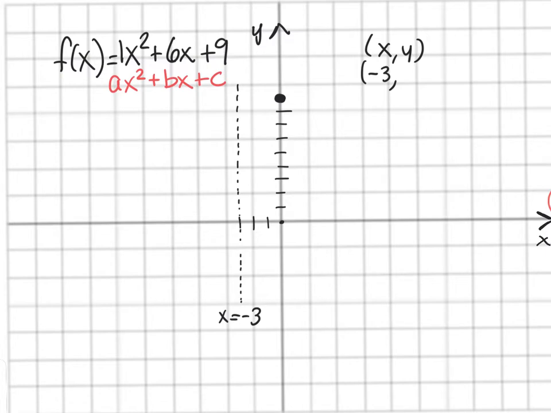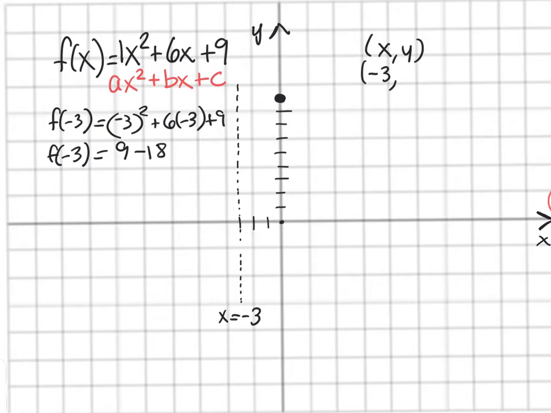So I would say, okay, f of negative 3 would be negative 3 squared plus 6 times negative 3 plus 9. So f of negative 3 is 9 minus 18 plus 9. So f of negative 3 is 0, right? 9 plus 9 is 18. So f of negative 3 equals 0, which means my vertex is negative 3 comma 0. So I'll put that right there. So now I'll erase that.